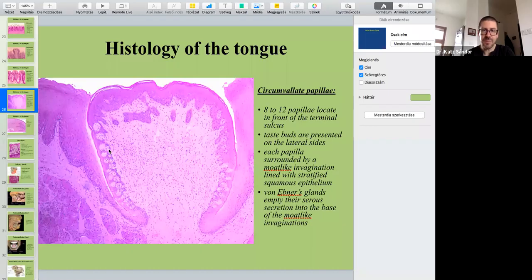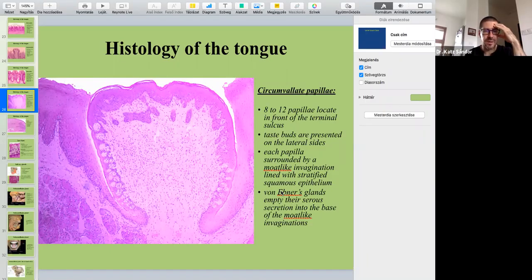And there is another thing related to the bottom of the deep cleft. We can find some serous glands, called von Ebner's glands. So von Ebner's glands are related only to the circumvallate papillae, and eventually the juice of the von Ebner glands continuously washes these really deep moat-like invaginations surrounding the papillae.